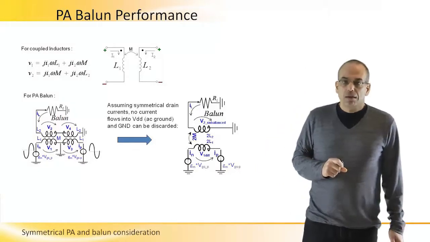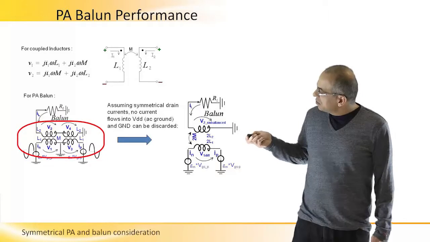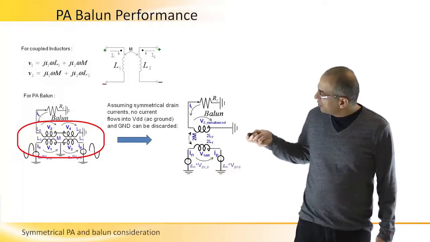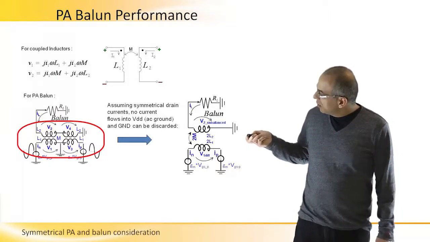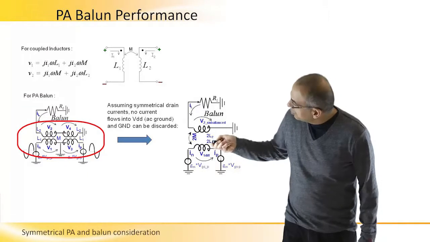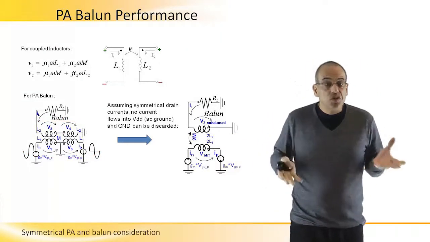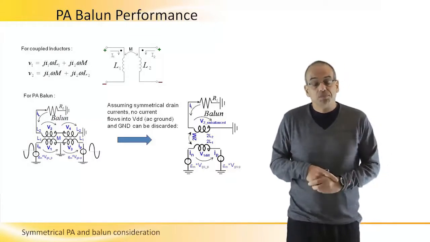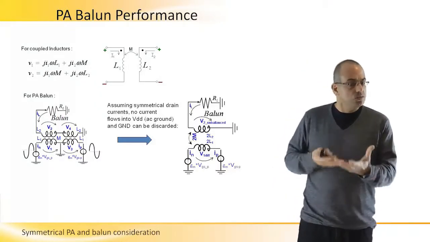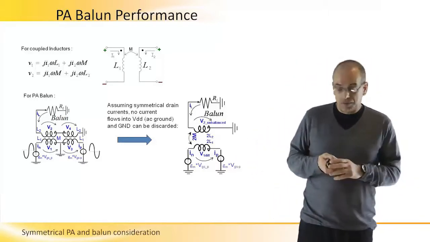It is interesting for us because when we look at the balun, we see two sets of coupled inductors. So we will just have this couple and this couple. And here we have the output of the transistors that are driving them. Let's try to analyze this output equivalent circuit.